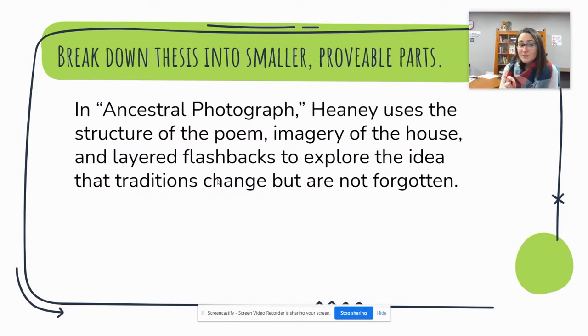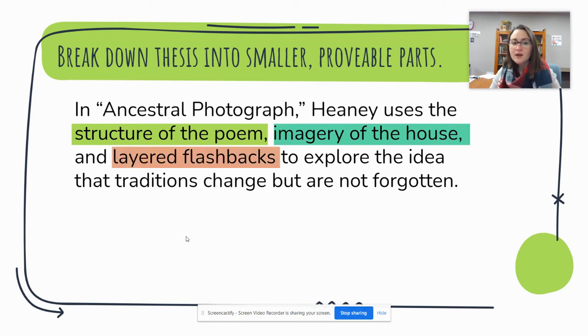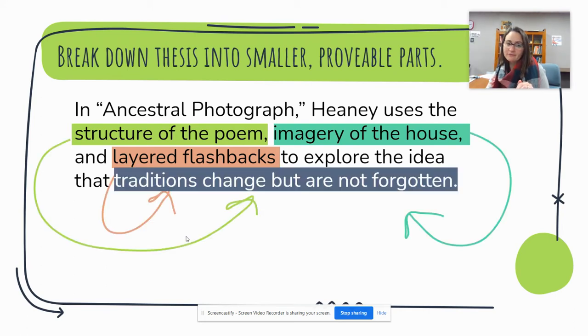So to write our topic sentence, we need to break our thesis into smaller, more provable parts. So if we look at this, what are the more provable parts? Oh, structure of the poem. That's our A. That's going to be body paragraph 1, body paragraph 2, body paragraph 3. Is it going to be enough to just talk about structure in body paragraph? No. We need to talk about how traditions change but are not forgotten.